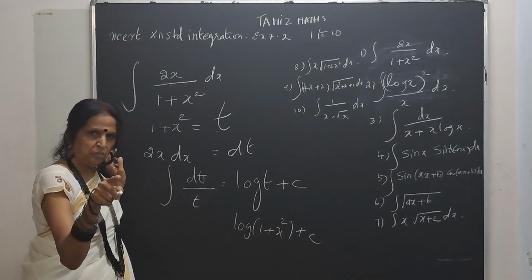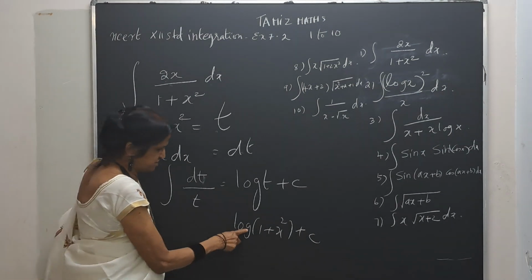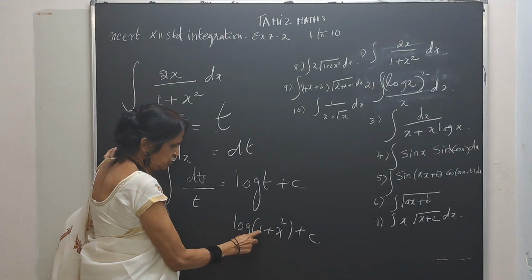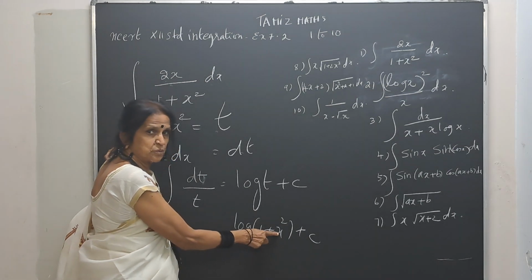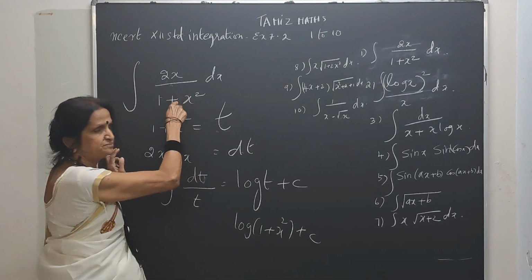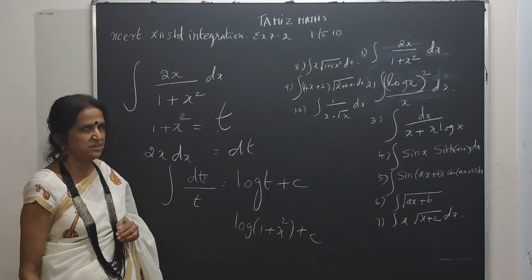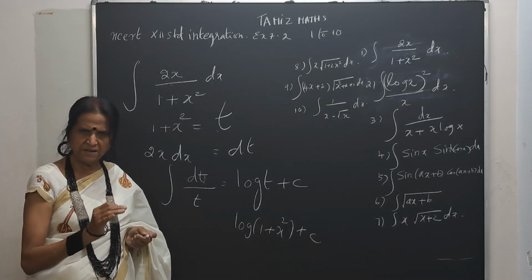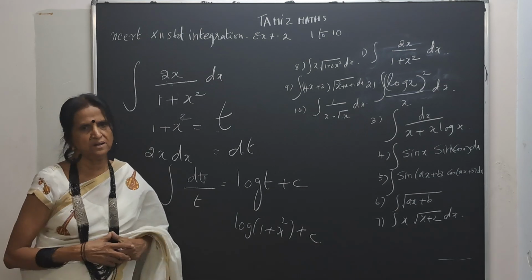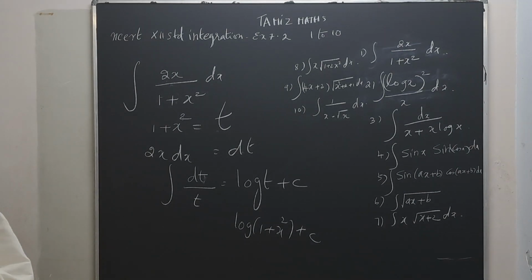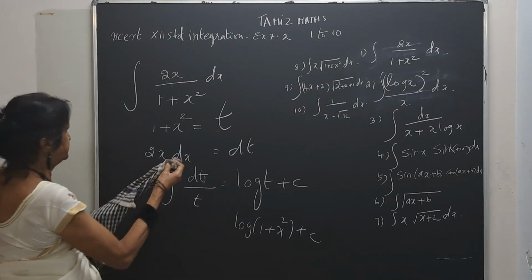For your better understanding, differentiate this. Log is 1 by 1 plus x squared followed by derivative of 1 plus x squared, chain rule, that will be 2x. Got it? This is the very first problem. Simple, easy. Simply you can write the answer. That thorough you will be when you practice. This is problem 1.